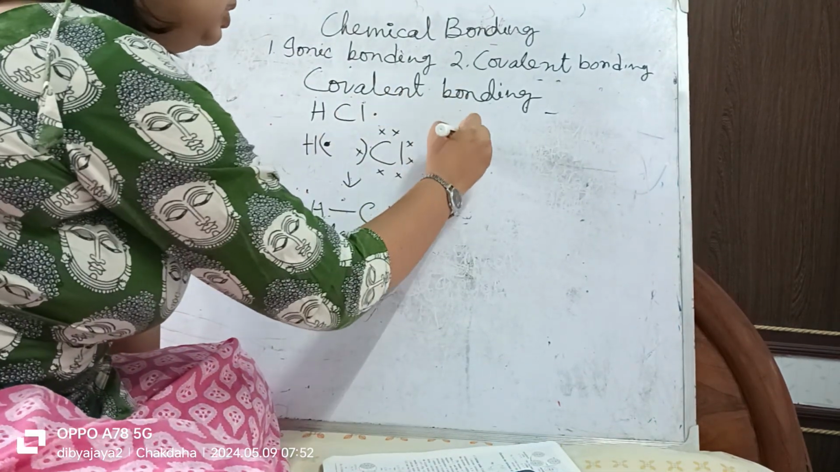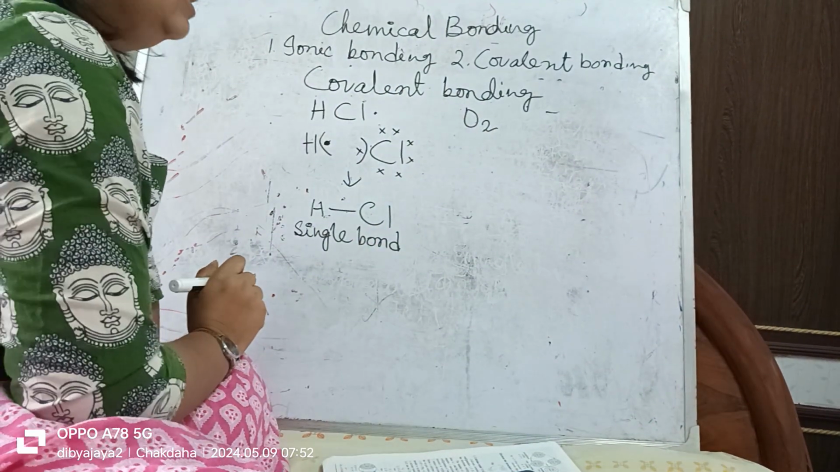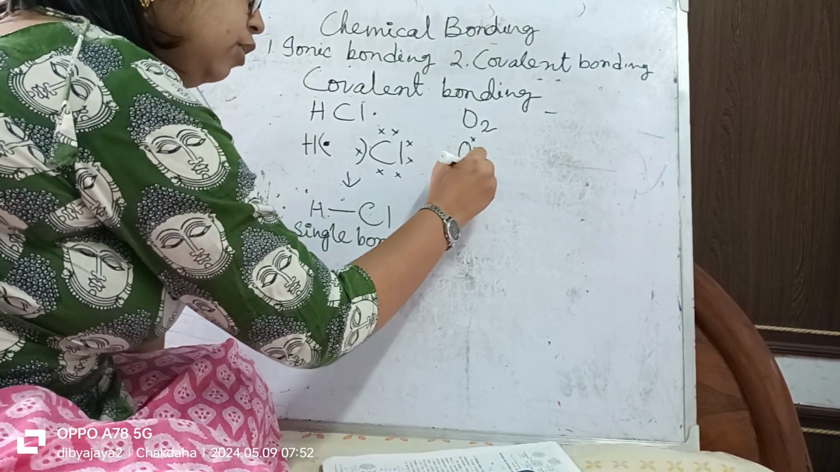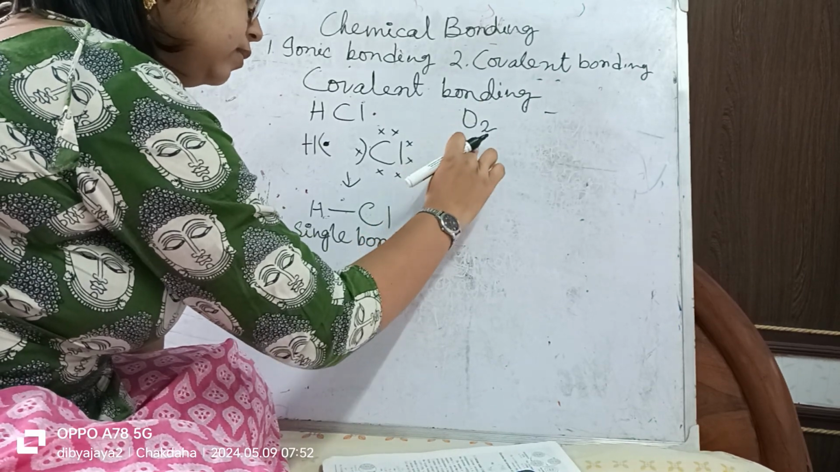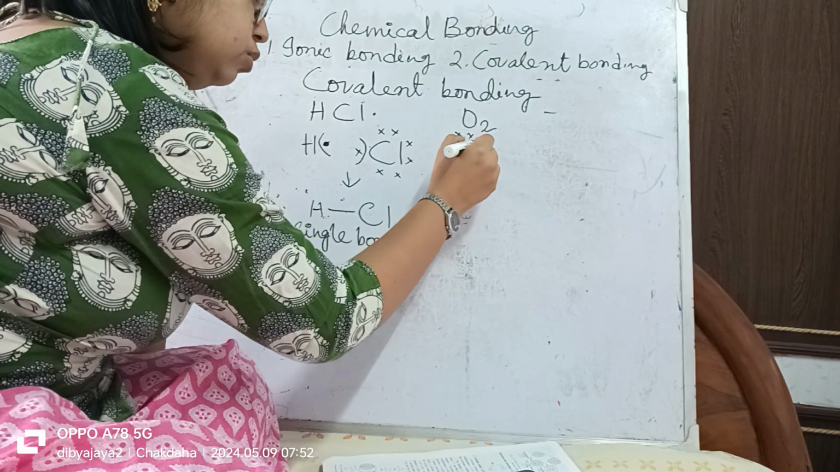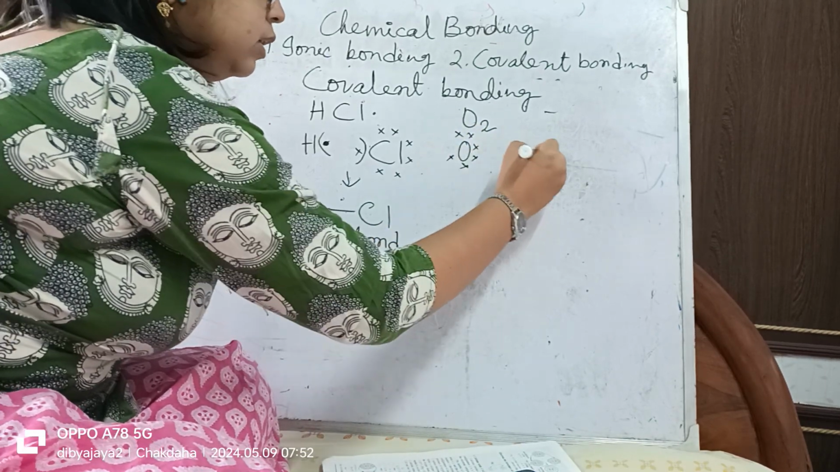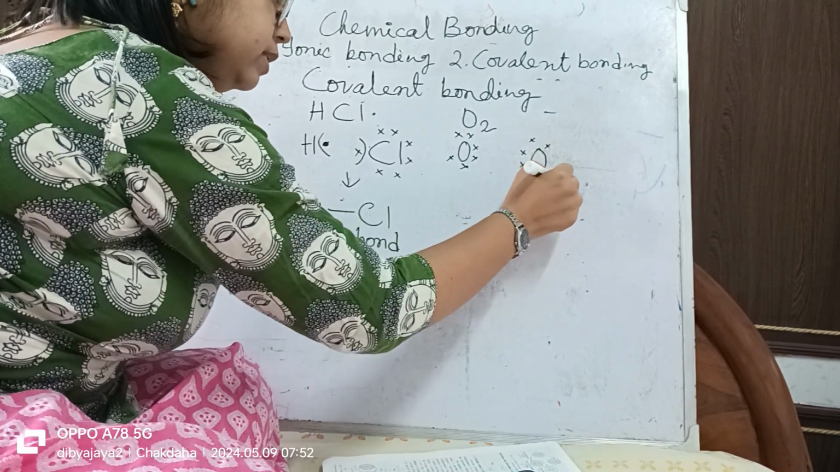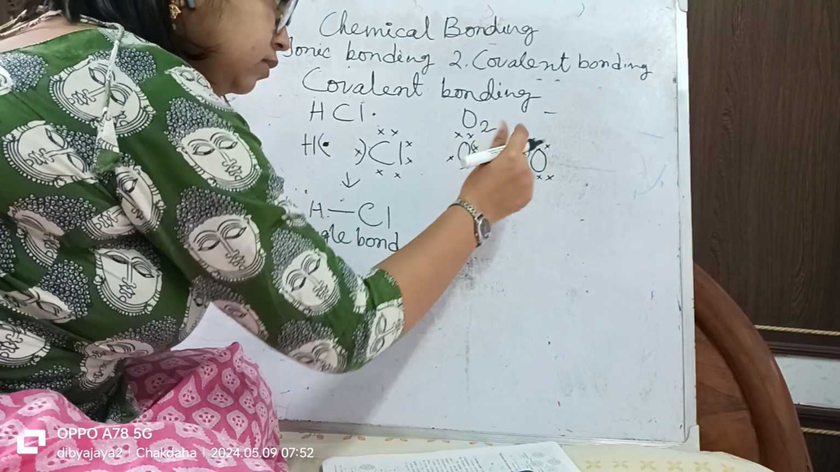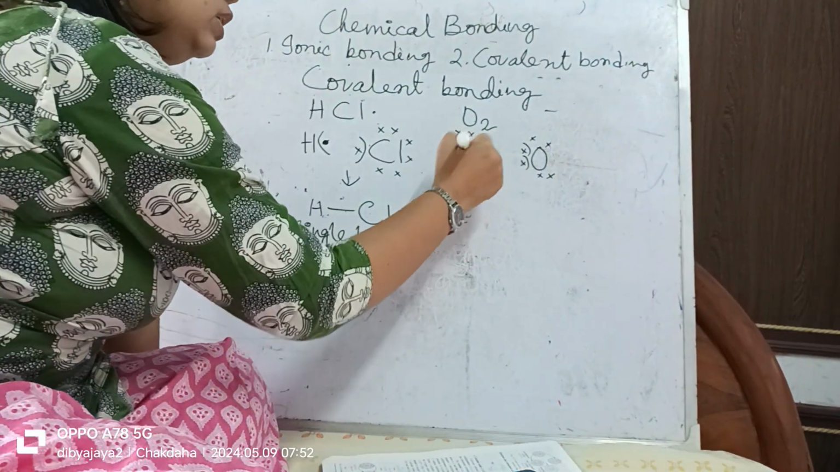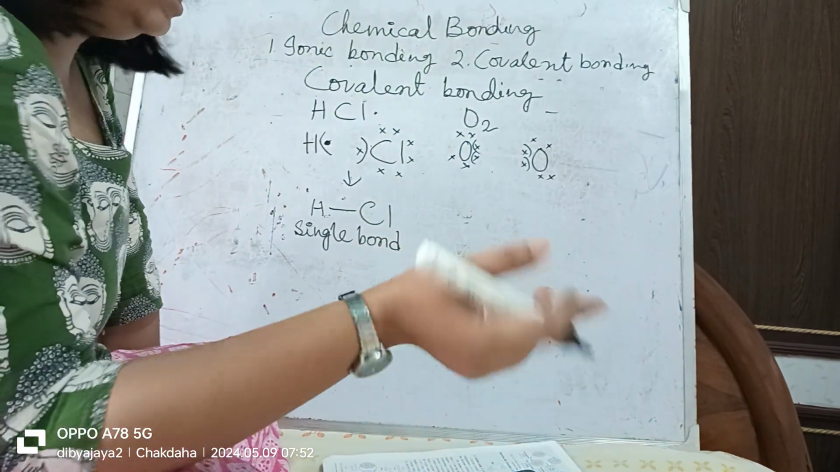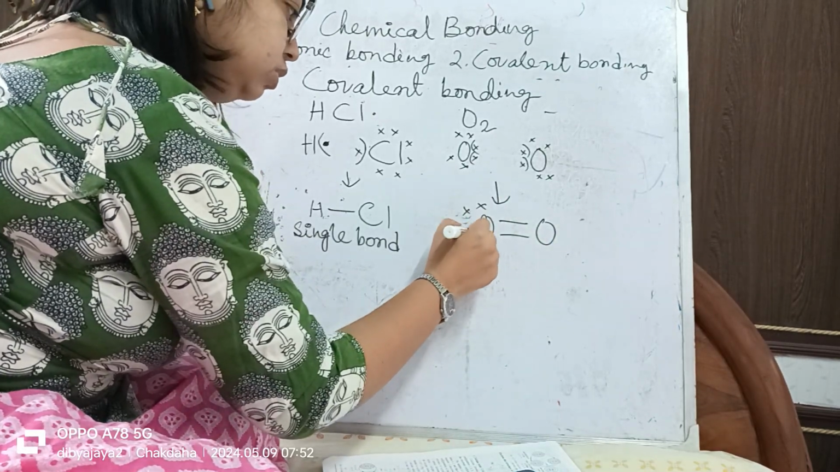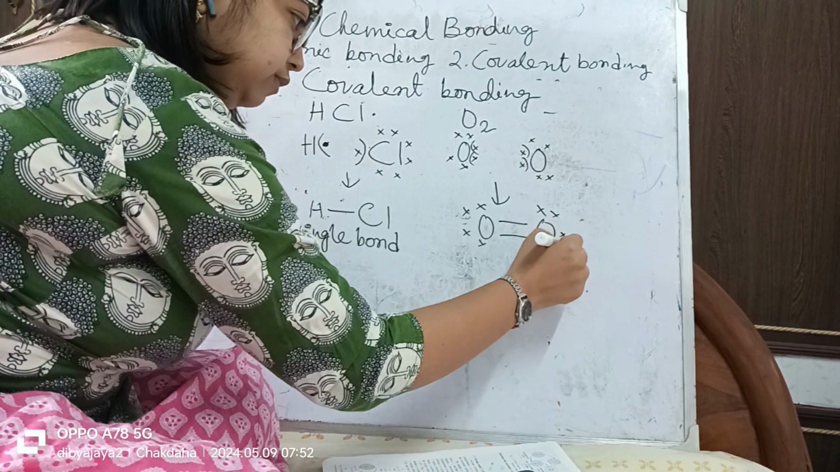Single bond. Double bond. Suppose O2. Oxygen has 6 valence electrons. 1, 2, 3, 4, 5, 6. Oxygen 1, 2, 3, 4, 5, 6. If there are 2 sharings, then we will give 2 brackets between the electrons. So it produces a double bond.